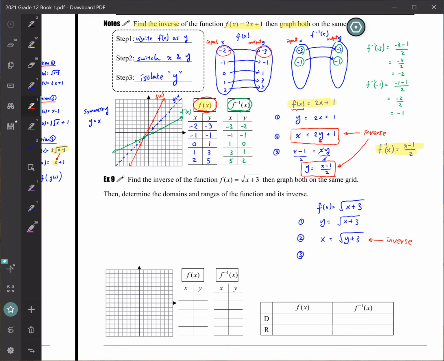Please raise your hand if you already finished isolating the y. Right now the y is stuck inside the square root. So think about how we can get it out.